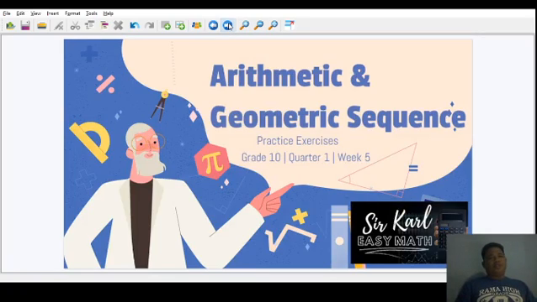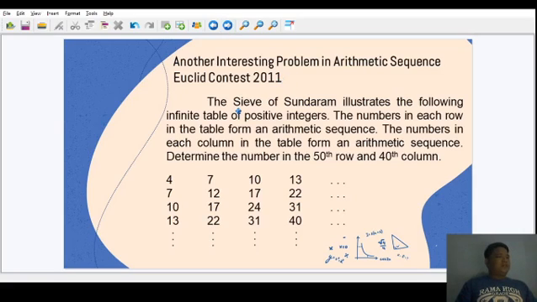So again, the problem that was posted by Sir Mark on his Facebook page, Learn Math with Sir Mark and Jim Phillips, is about arithmetic and geometric sequence. This is just practice exercises for grade 10, quarter 1, week 5. So the problem goes like this. The shape of a sundial illustrates the following infinite table of positive integers. The numbers in each row in the table form an arithmetic sequence, and the numbers in each column in the table also form an arithmetic sequence. Determine the number in the 50th row and 40th column.